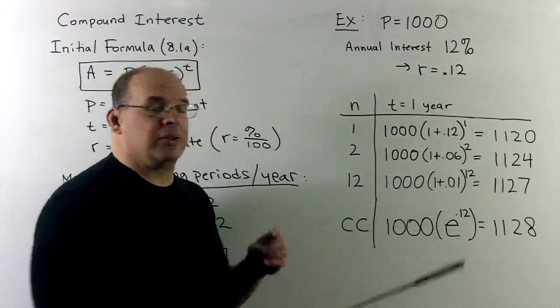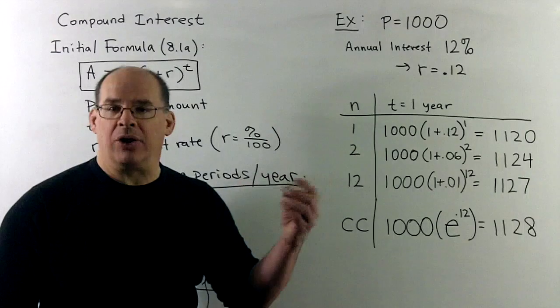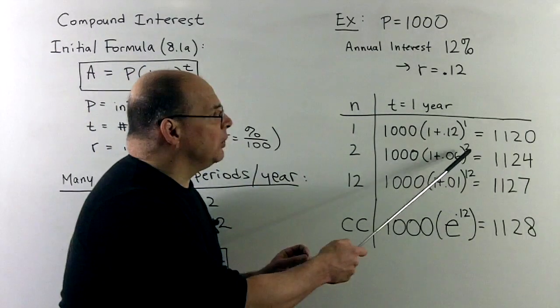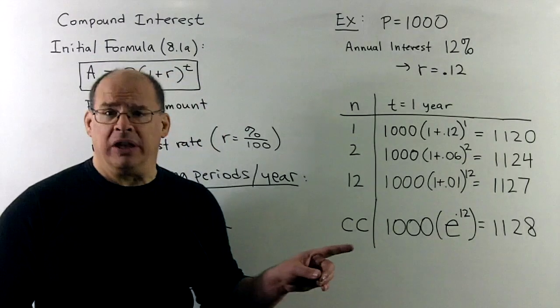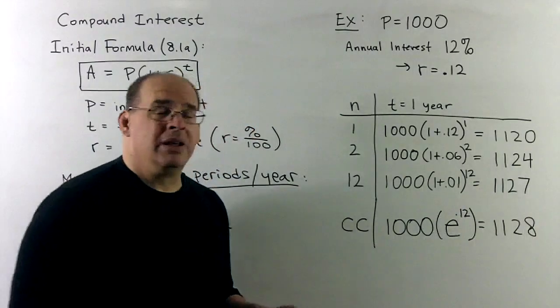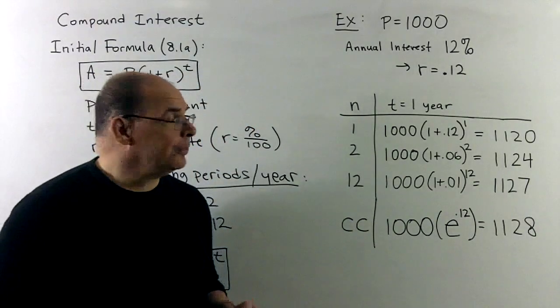If we do semi-annual, so I'll collect interest every 6 months, now we're going to split the 12 by 2, so that'll go to a 6%, for a 0.06. And we're going to compute interest twice throughout the year. That's going to give me $1,124, so it looks like a slightly better deal.